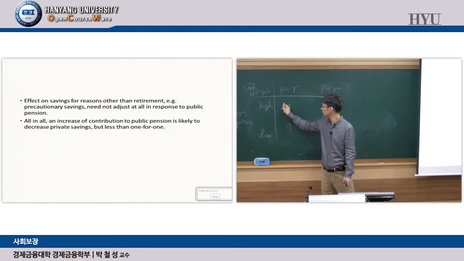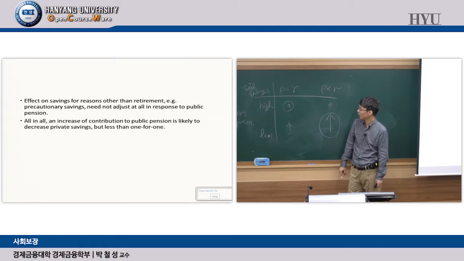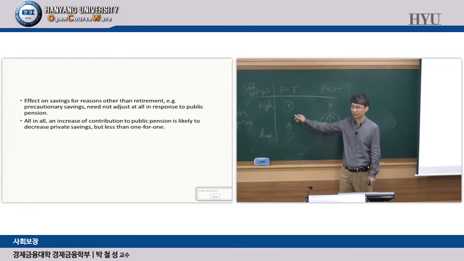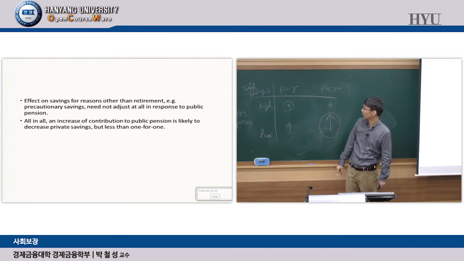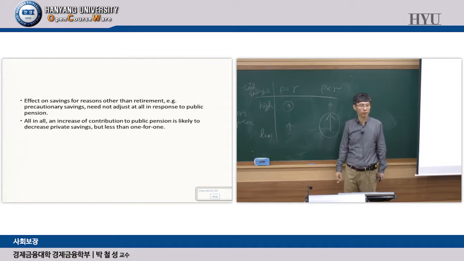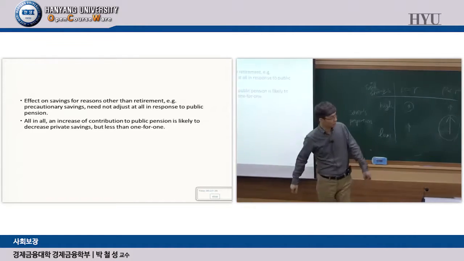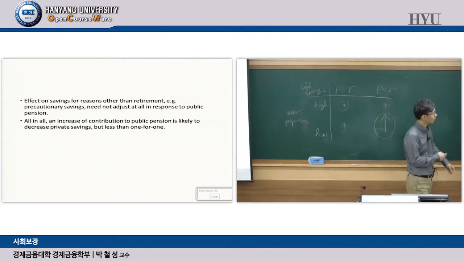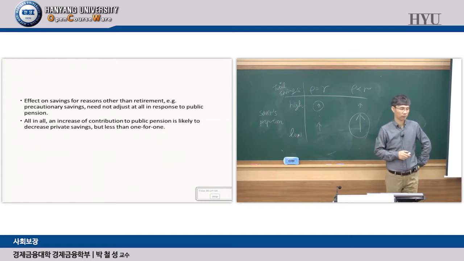And this is the smallest increase in total savings. If the savers proportion is 100%, then this is going to be 0. But if we think of precautionary savings, then it's not going to be 0. So all in all, an increase of contribution to public pensions is likely to decrease private savings, but less than one-for-one. So total savings is likely to increase, but by how much depends on these factors.